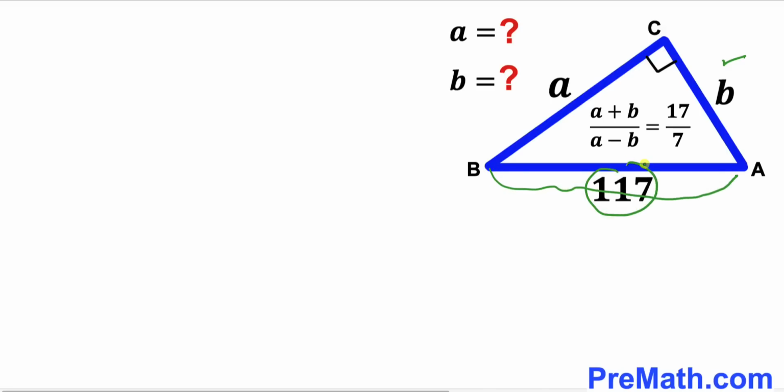This right triangle ABC has a hypotenuse of 117 units and its other two legs are lowercase a and lowercase b, as you can see in the given diagram, such that (a plus b) divided by (a minus b) equals 17 divided by 7. Our task is to find the values of lowercase a and lowercase b.